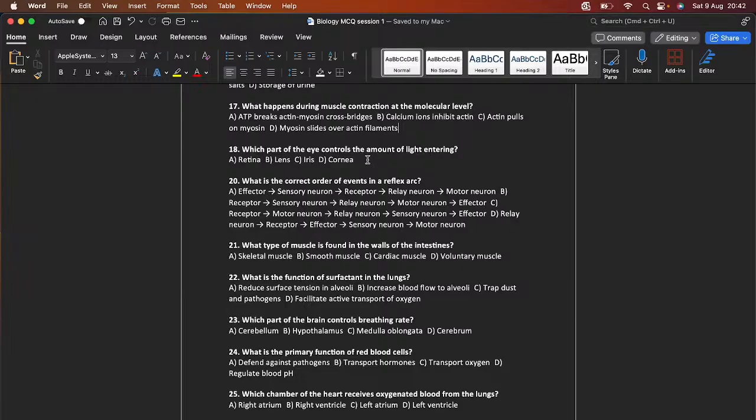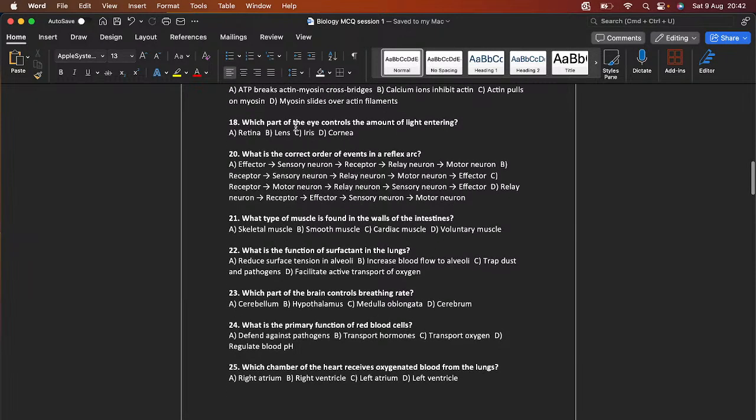Which part of the eye controls the amount of light entering? Is it the retina, lens, iris, or the cornea? So the right answer is iris. The iris is the part that will contract and allow the control of the amount of light entering the eye. If it contracts, less light will go in. If it dilates, then it will allow more light to come in.